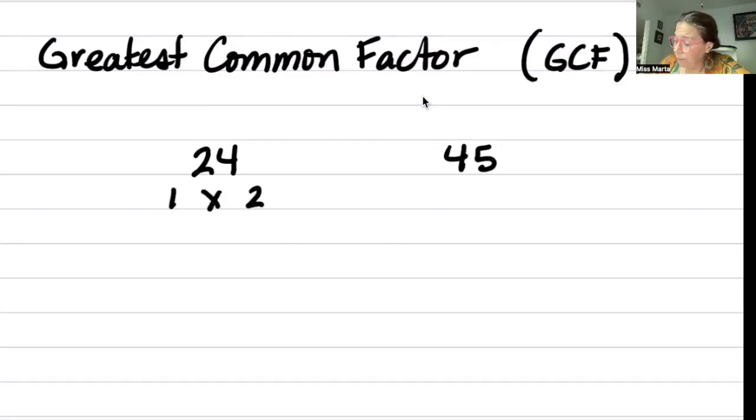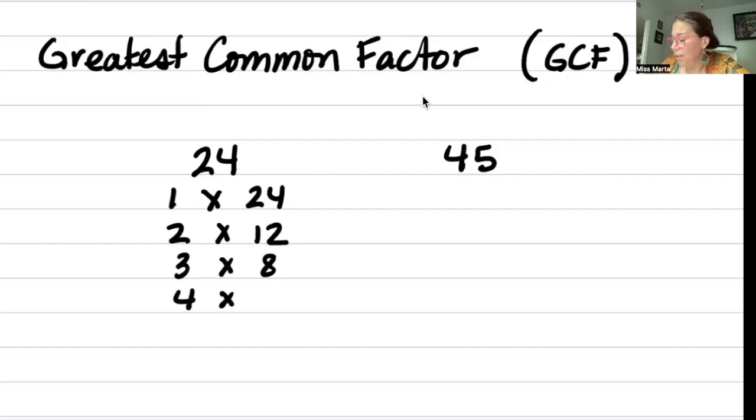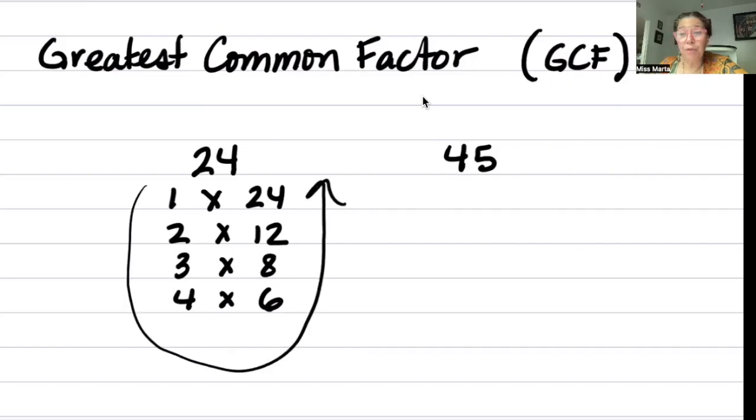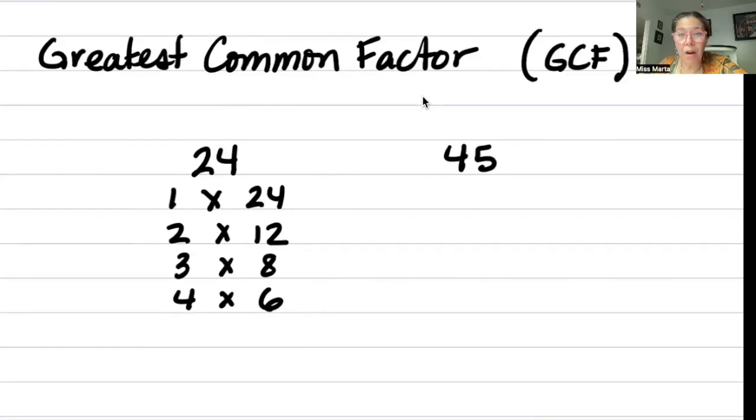1 times 24, 2 times 12, 3 times 8, and 4 times 6, and that is it. The next number I would have would be 5, but 5 does not go into 24 because it doesn't end in a 5 or 0. So that's it. Those are the factors of 24. If you notice, you can read them from least to greatest in this order: 1, 2, 3, 4, 6, 8, 12, and 24.